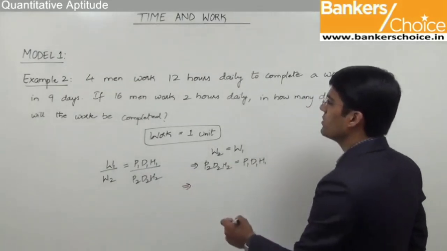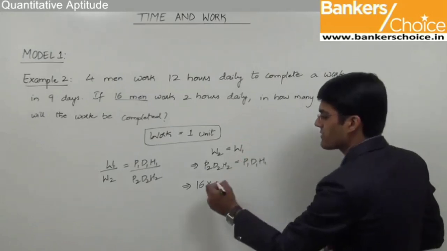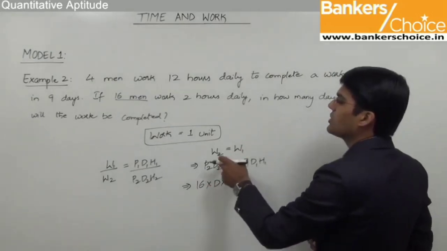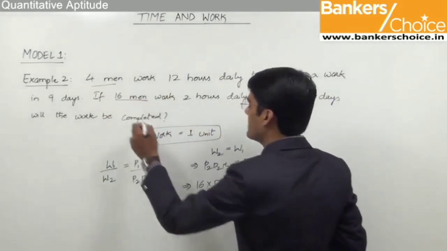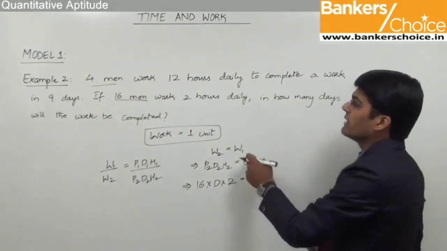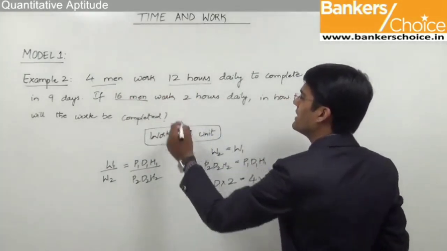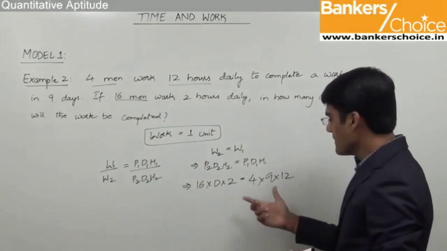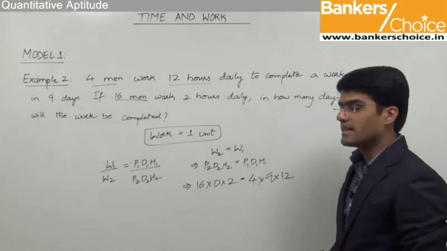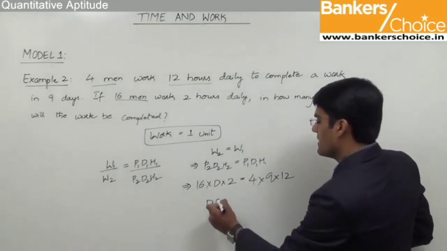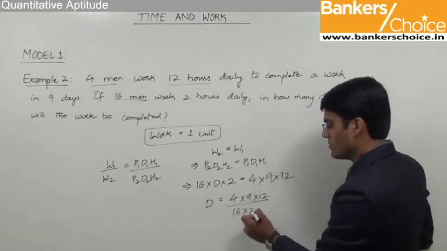So here P2 is nothing but 16 men into D2, which is to be calculated. So let us take it as D as it is, and H2 is 2 hours daily. This should be equal to P1, the number of persons in the first case, which is 4, into D1, the number of days in the first case, which is 9, into H1, the number of hours per day in the first case, which is 12. So by simplifying this, we can get the value of D. That is nothing but the number of days in the second case. Now, here D can be taken as 4 into 9 into 12 divided by 16 into 2.